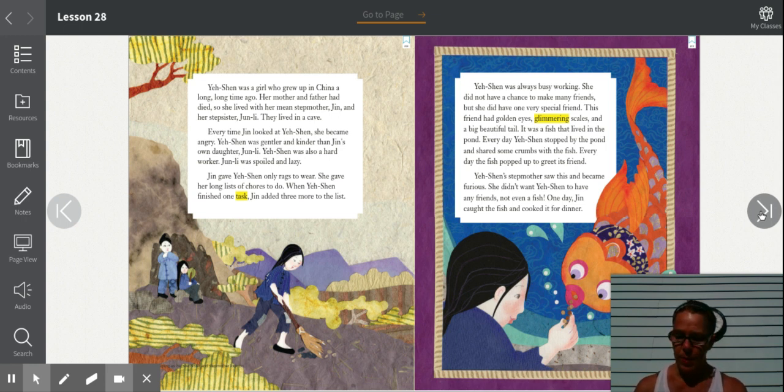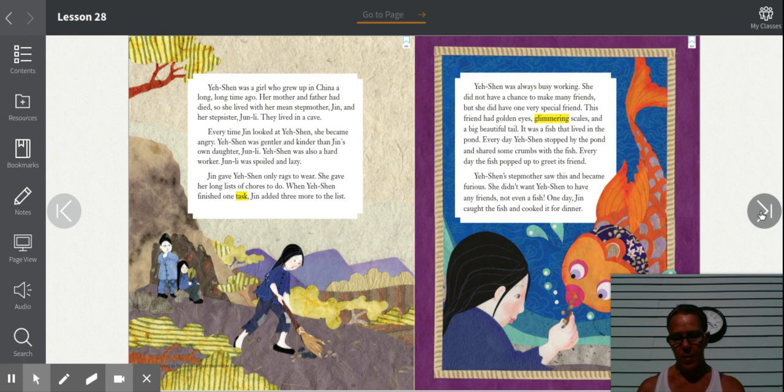Yeh-Shen was always busy working. She did not have a chance to make many friends, but she did have one very special friend. This friend had golden eyes, glimmering scales, and a big, beautiful tail. It was a fish that lived in the pond. Every day, Yeh-Shen stopped by the pond and shared some crumbs with the fish. Every day, the fish popped up to greet its friend. Yeh-Shen's stepmother saw this and became furious. She didn't want Yeh-Shen to have any friends, not even a fish. One day, Jin caught the fish and cooked it for dinner.